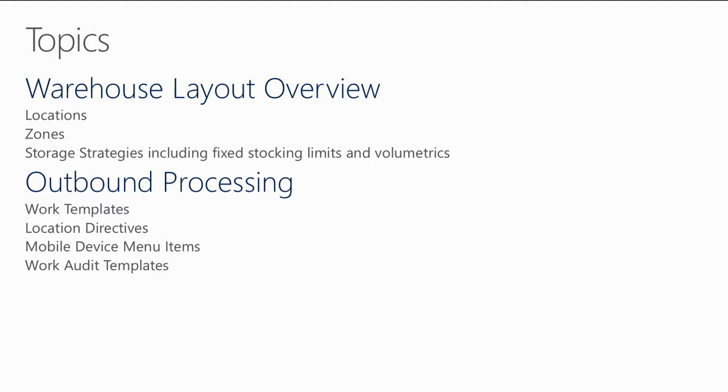We'll talk about location directives, and when you're thinking about location directives, think of them as the tool that we use to control where we're going to pull inventory from and where we're going to put it within our warehouse after we've pulled it. We'll talk about the mobile device menu items, which is really a way of defining how the user will interact with the warehouse management solution, what options they may see, how the system will behave, and what they can do with the system. And we're going to cover a concept called work audit templates. That's a fairly powerful tool that you can use to trigger certain events to occur once work is completed.